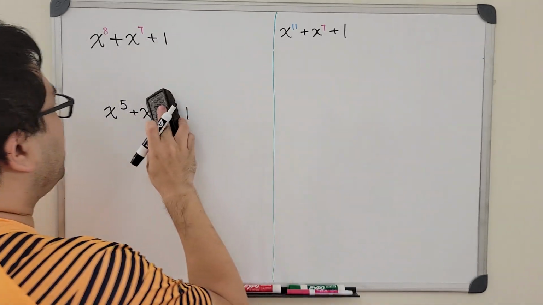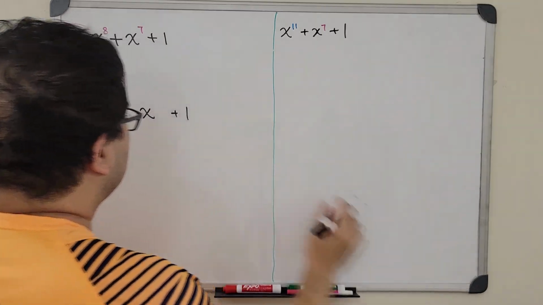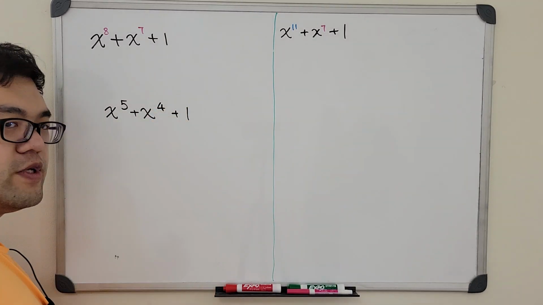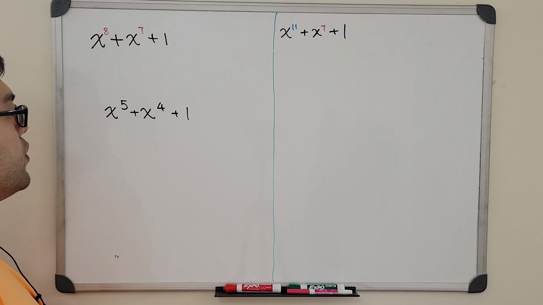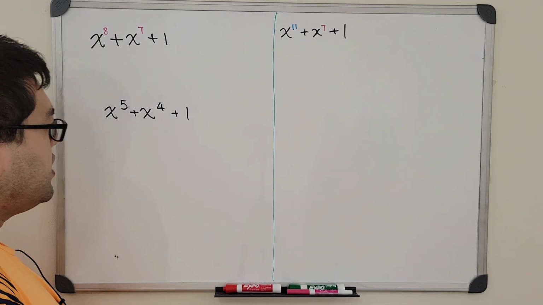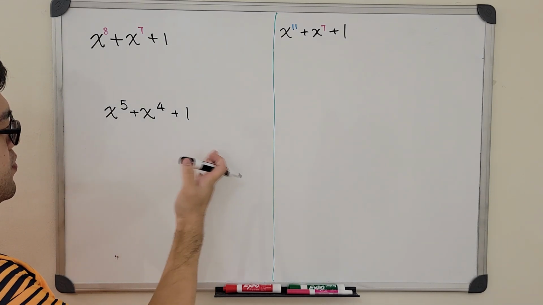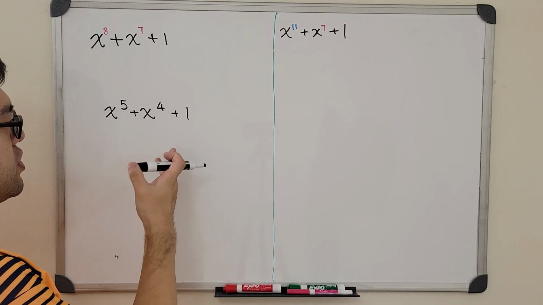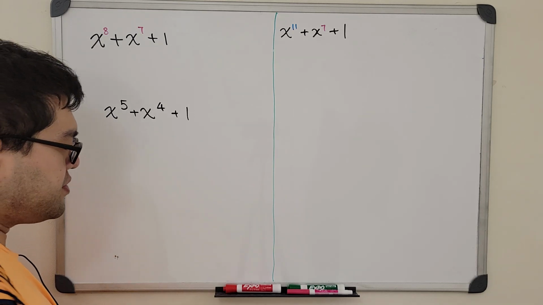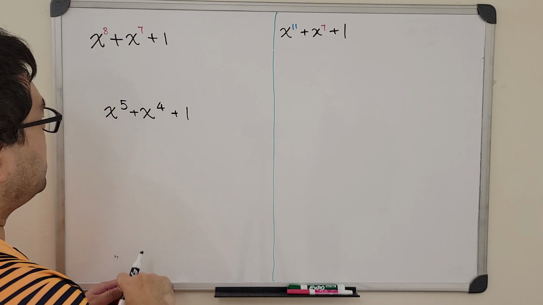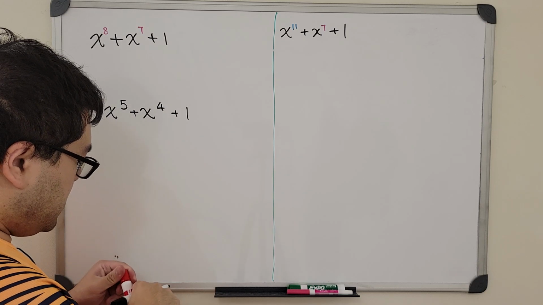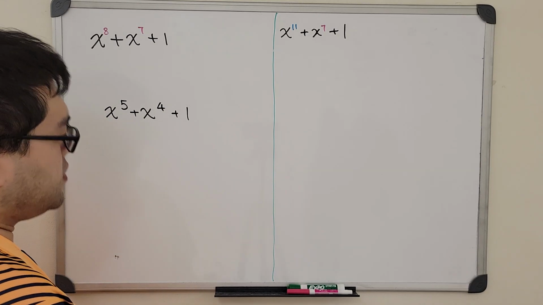But if we have something in this particular form, we can actually factor it into 2 polynomials whose coefficients are integers. How do we do it? Well, here's what we are going to do.